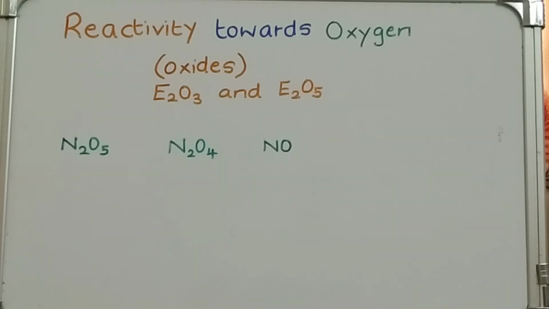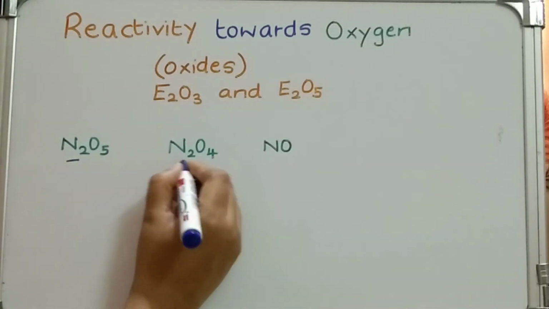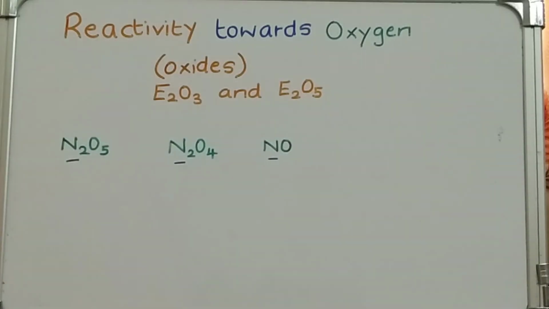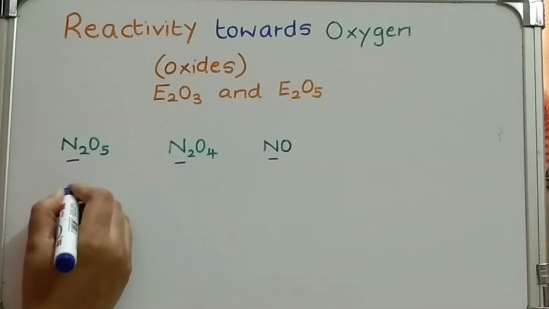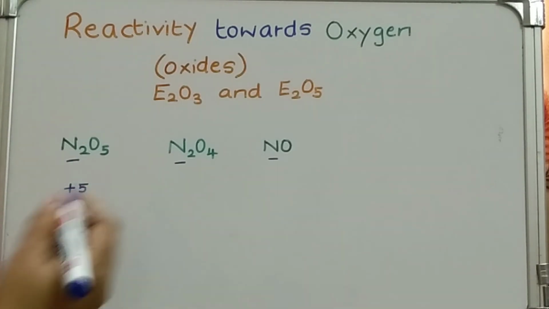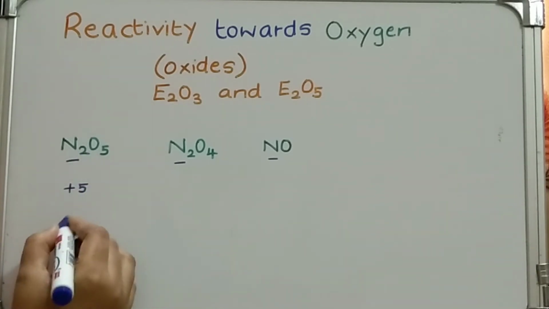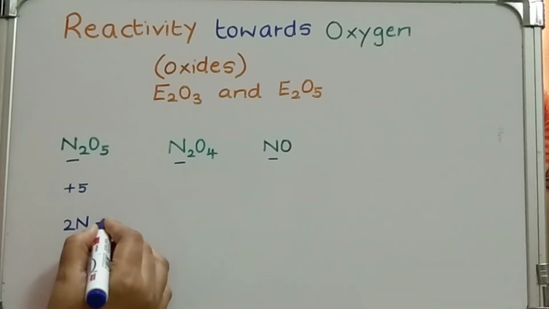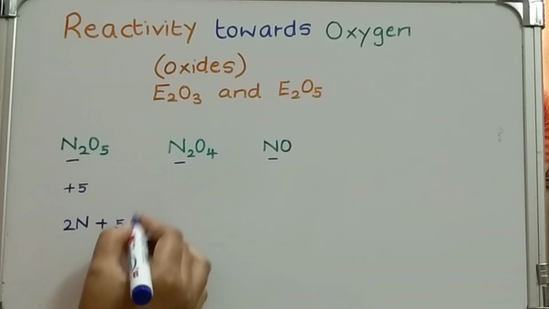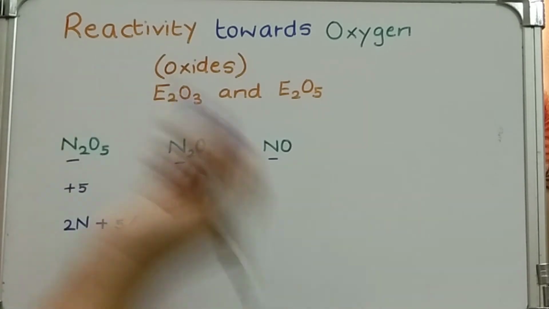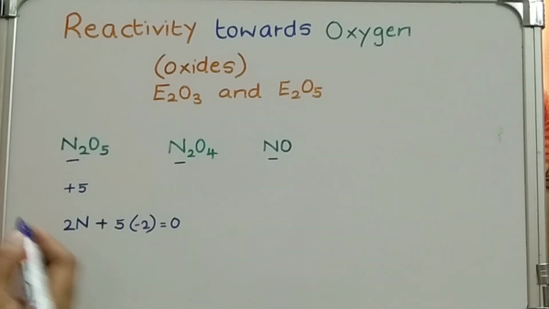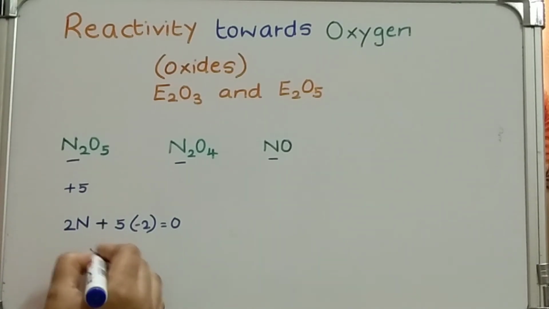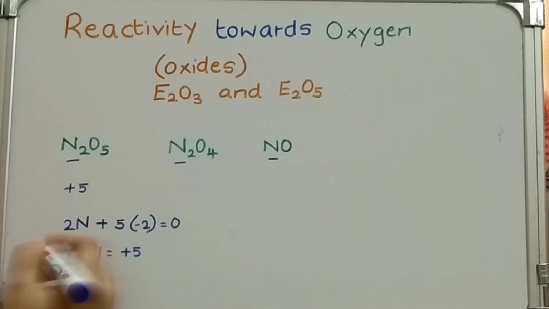I told you, the higher the oxidation state, the more acidic the nature, right? So check what is the oxidation state of nitrogen in each of them. In N2O5 it is +5. I'll just show how to calculate it. 2 nitrogen, N we don't know, so I'll write 2N plus 5 times oxygen valency minus 2, equals 0, since it is a neutral compound with no charge. Find the value of N here, that will be +5. Simple calculation.